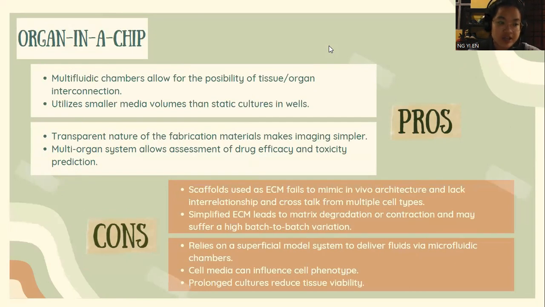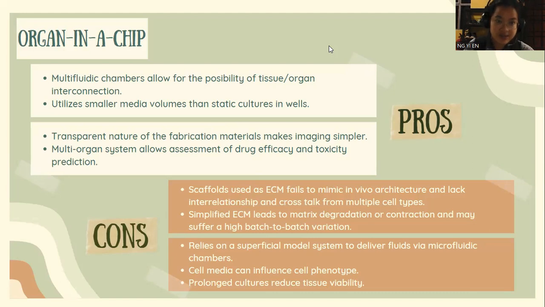The last one is organ in a chip. The advantage of organ in a chip is that it is a microfluidic chamber that provides interconnection between the tissue and organ. This brings a significant impact for scientists to know exactly what the relationship and connection between the tissue and the organ is, and it also allows scientists to access and discover new drugs.